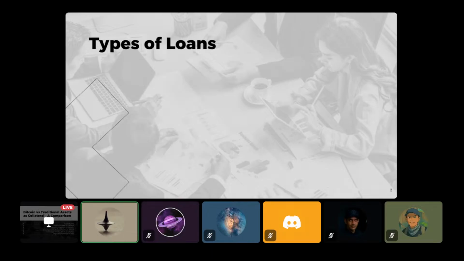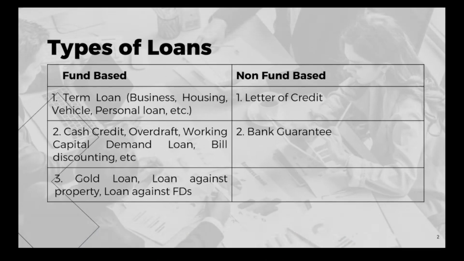There are two types of loans, fund-based and non-fund-based credit. In fund-based, there is an outlay of funds whenever the loan is sanctioned and disbursed. In non-fund-based limits, there is no immediate outlay of funds. The outlay of funds is at a later date, such as letter of credit and bank guarantee.